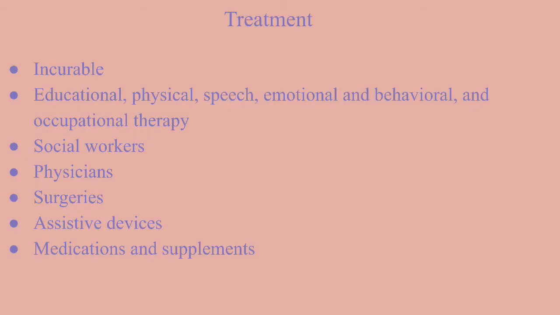In terms of treatment, genetic diseases right now are incurable, but there is educational, physical, speech, emotional, behavioral, and occupational therapy that can really benefit patients. Social workers, physicians, surgeries, assistive devices, medications, and supplements can all improve their standard of living.